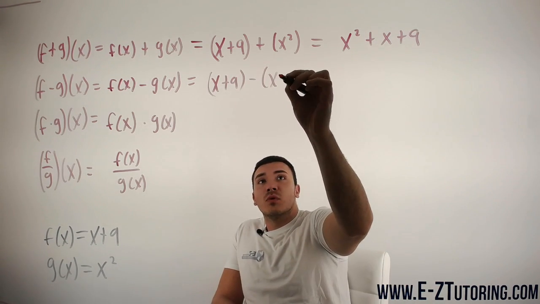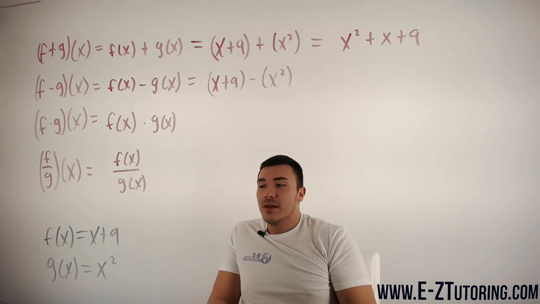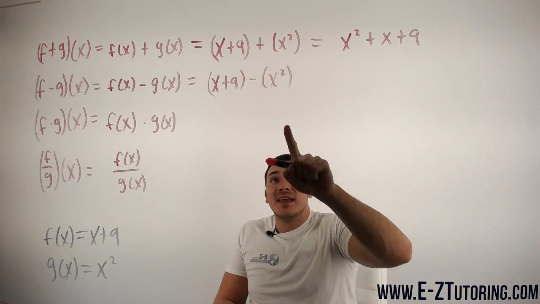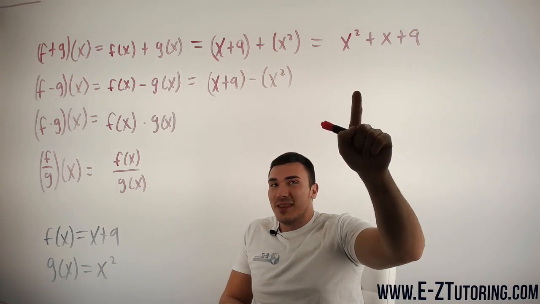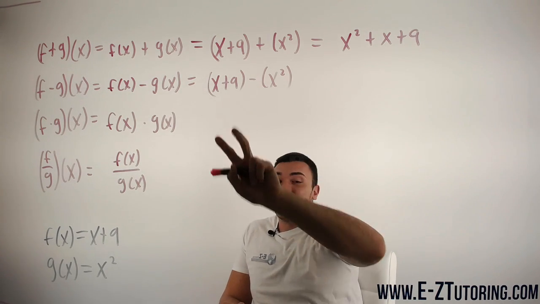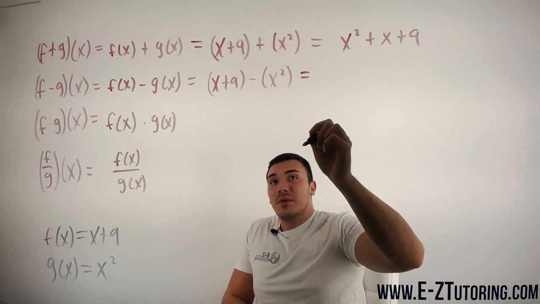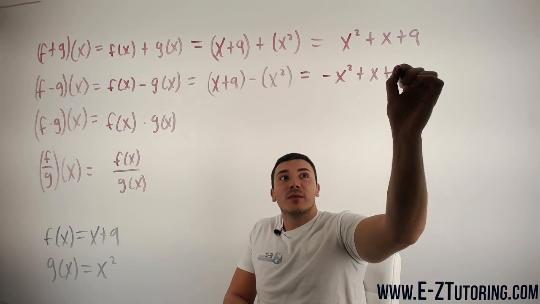Now, if we do f of x minus g of x, we'll get x plus 9 minus x squared. Now, you need to be very careful. If g of x happened to be longer, like a binomial or a trinomial, you would have to take this negative and distribute it to every single term in there, which is why I'm writing all of these in parentheses. In this case, the only one that's going to become negative is x squared, so our answer will be this after we move them around a little bit.